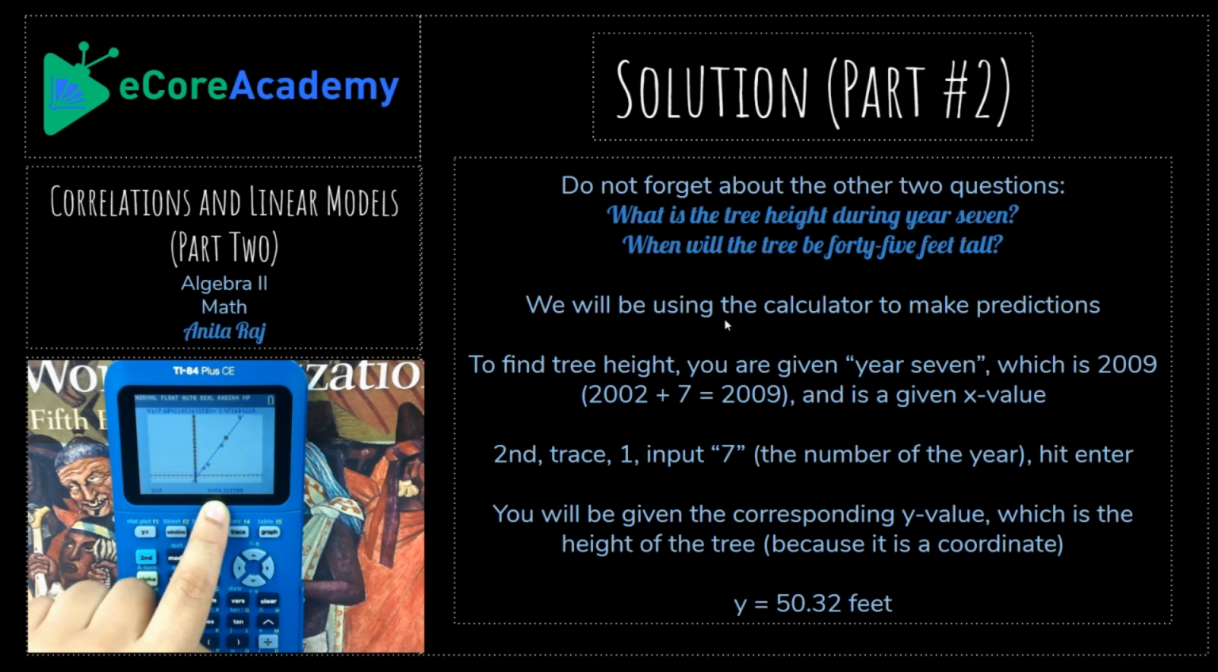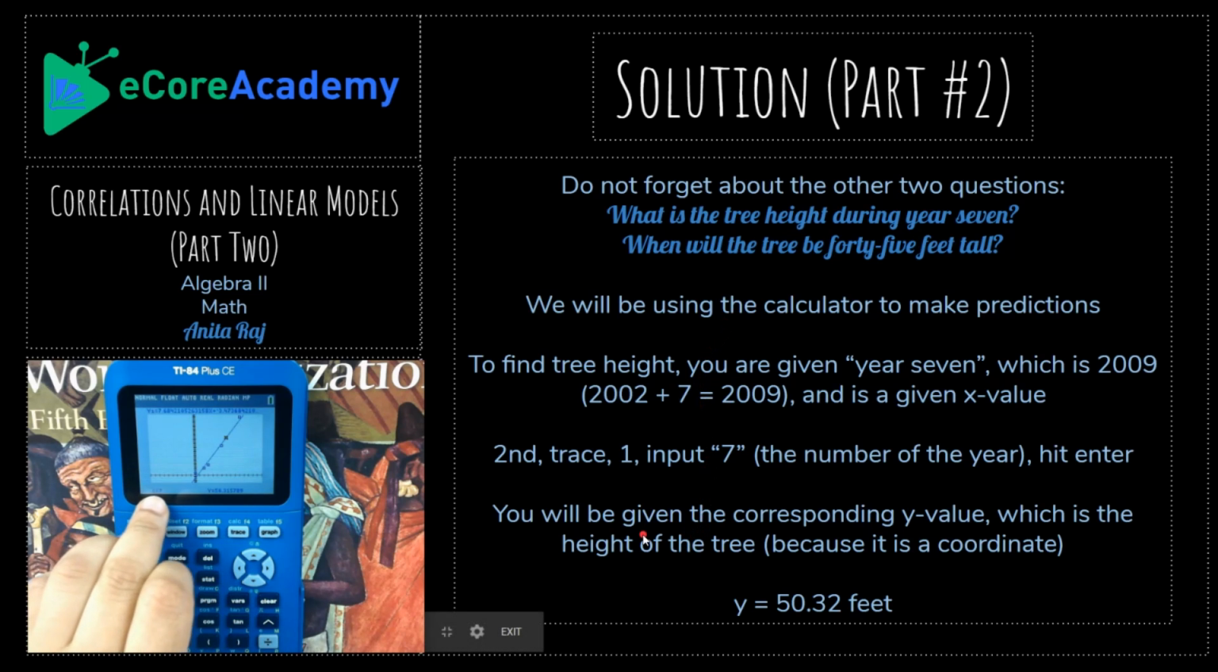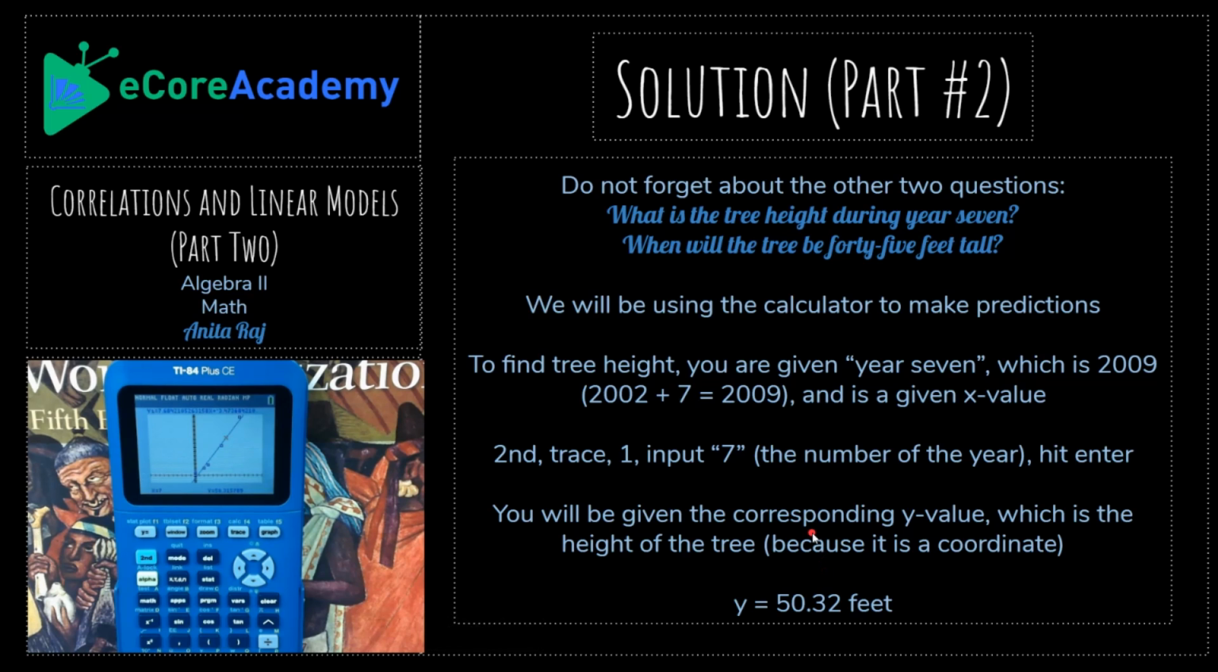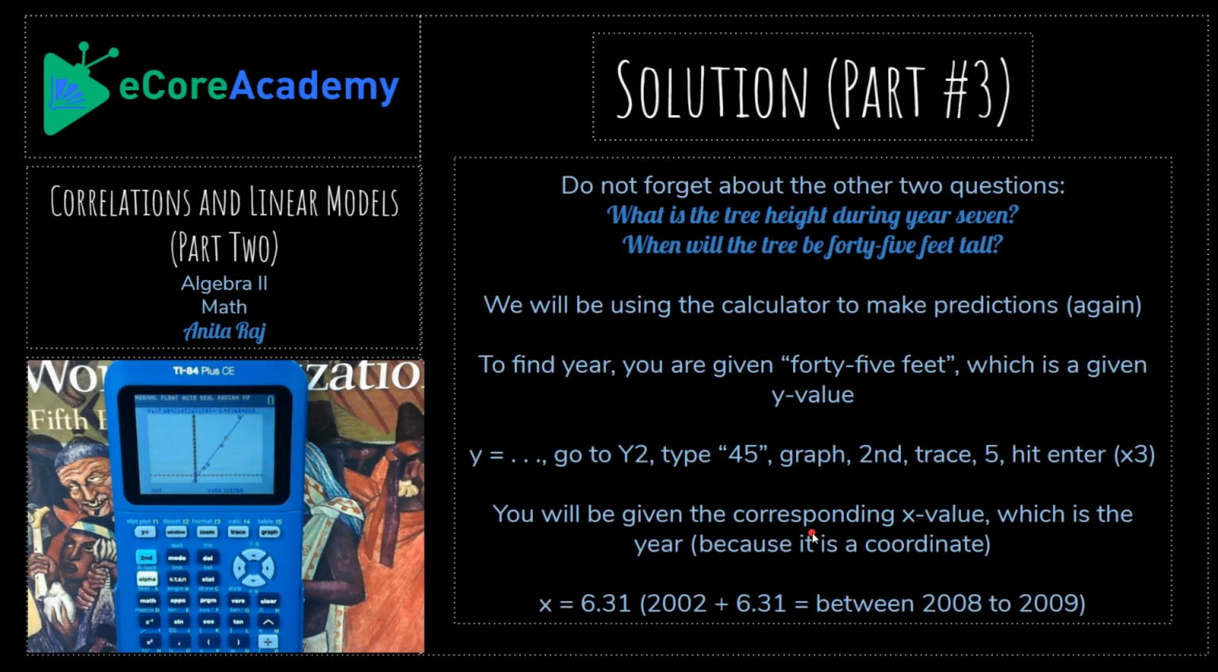You'll be given the corresponding y value, which is the height of the tree because it's a coordinate. So time goes along with the height. Our answer is the y coordinate, which is y equals about 50.32 feet, and you found that using a prediction. So we're going to go to the third and final part of this question.